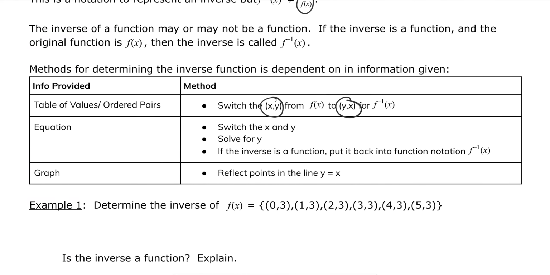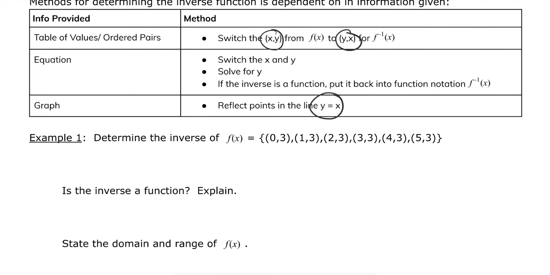And if you discovered in the Desmos activity, the graphs of all inverse functions are reflections of the original function over the line y = x. So think of y = x as your mirror line. All functions are reflected on that. Okay, so let's look at some examples.